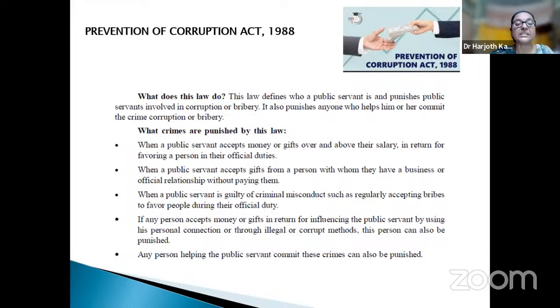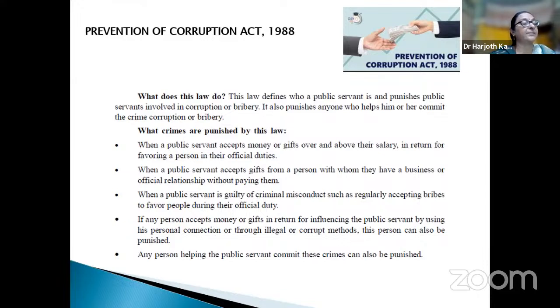Now, offenses and penalties. Taking gratification other than their salaries is punishable with imprisonment which shall not be less than 6 months and which may extend to 5 years, and they are also liable to fine. Number one, if they are influencing any public servant by corrupt or illegal means, they are punishable with imprisonment for a term which will not be less than 6 months, and this may also extend to 5 years, and a fine must also be paid.